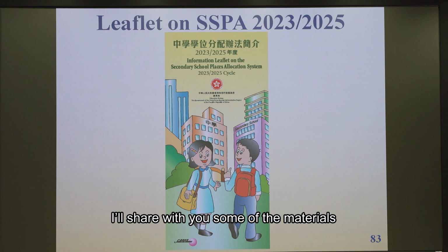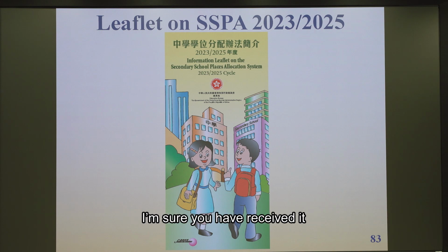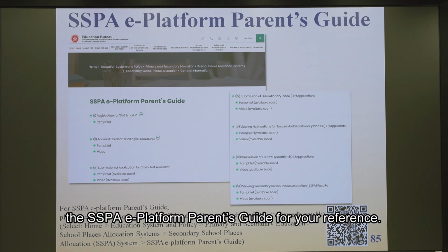Now I'll share with you some of the materials we have on the EDB's website. It's a leaflet on SSPA 2023 to 2025. I'm sure you have received it from your child's primary school. There is also a video on SSPA 2023 to 2025. And we have also uploaded the e-platform parents guide for your reference.